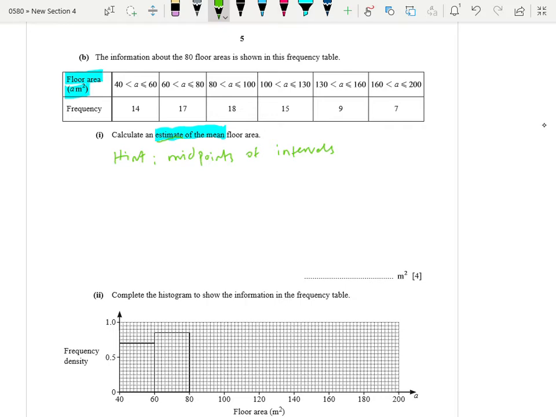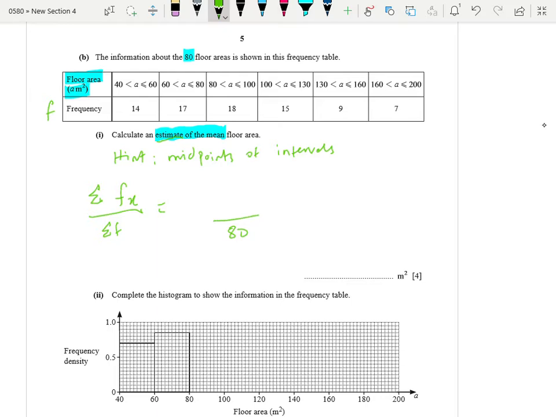All right, this frequency we consider as f, and the formula for mean is summation of fx divided by summation of f. So summation of f we already know is 80, because it's mentioned right here, and it was mentioned in the previous part as well, that there are 80 houses. But fx is like multiplying the frequency by x.